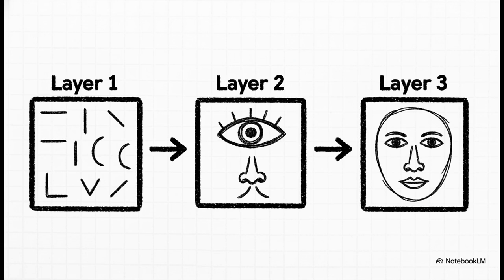The first layer might learn to recognize really simple things, like diagonal lines or bright spots in an image. The next layer takes those simple patterns and learns to combine them into more complex shapes, like an eye or a nose. And the layer after that learns to take the eyes and noses and recognize a complete face. Each layer builds on the one before it, learning more and more abstract concepts as you go deeper.